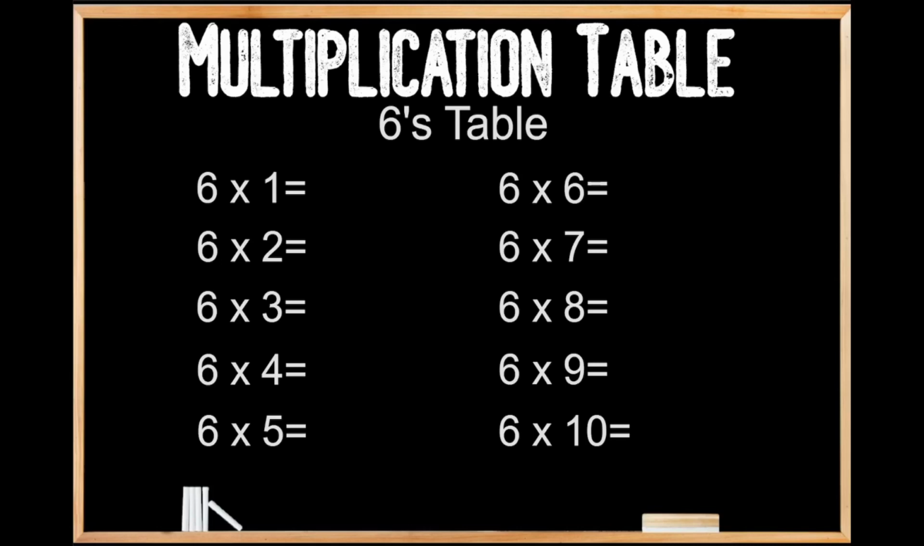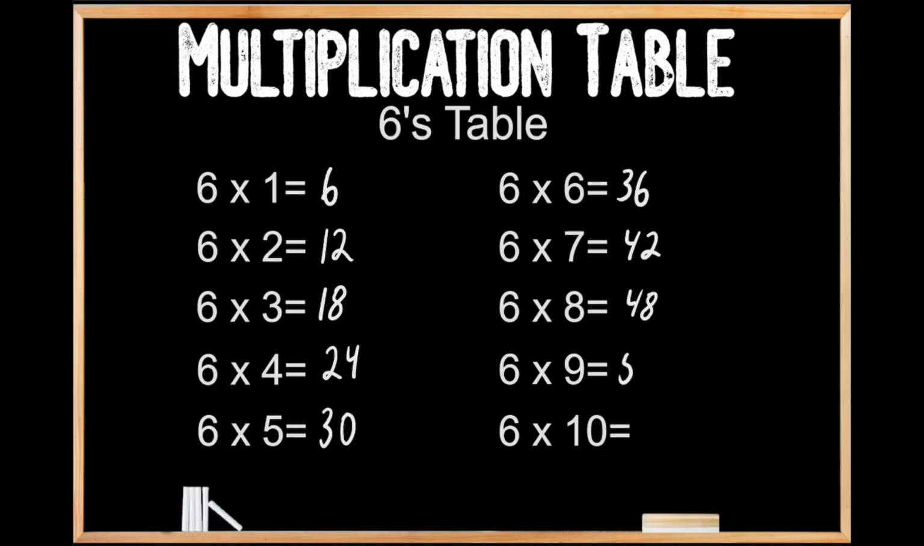Sixes table. 6 times 1 is 6. 6 times 2 is 12. 6 times 3 is 18. 6 times 4 is 24. 6 times 5 is 30. 6 times 6 is 36. 6 times 7 is 42. 6 times 8 is 48. 6 times 9 is 54. And 6 times 10 is 60.